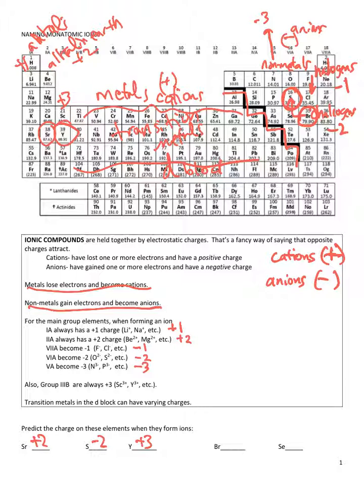Bromine is a halogen in group 7A, a nonmetal. It always gets a -1 charge. Selenium, element number 34, is in group 16A, and so it's going to get a -2 charge. Why they get these particular charges is beyond the scope of this lecture at the moment, but it does have to do with electronic configurations and trying to get to a noble gas configuration.